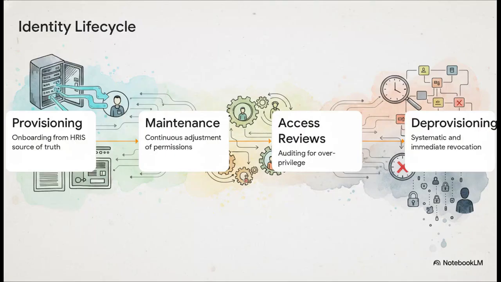Remember, identity isn't just a static event. It's an ongoing narrative that builds across 4 distinct phases. Phase 1 is provisioning. This is your starting point on day 1, ideally triggered by an authoritative source of truth like your HR system, automatically mapping job attributes to baseline templates. Phase 2 is maintenance. That's the continuous day-to-day adjustment of permissions as people move around. Phase 3 brings in user access reviews, acting as a vital audit to catch any overprivilege. And finally, Phase 4 is deprovisioning, the immediate systematic revocation of all access the exact moment someone leaves the company.